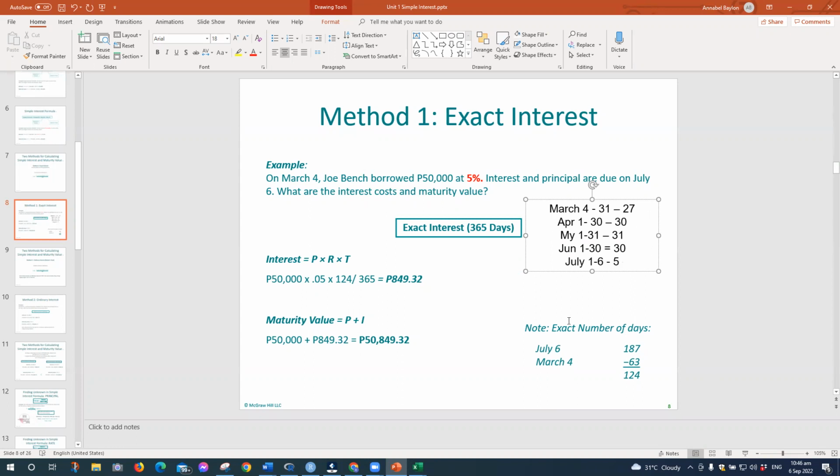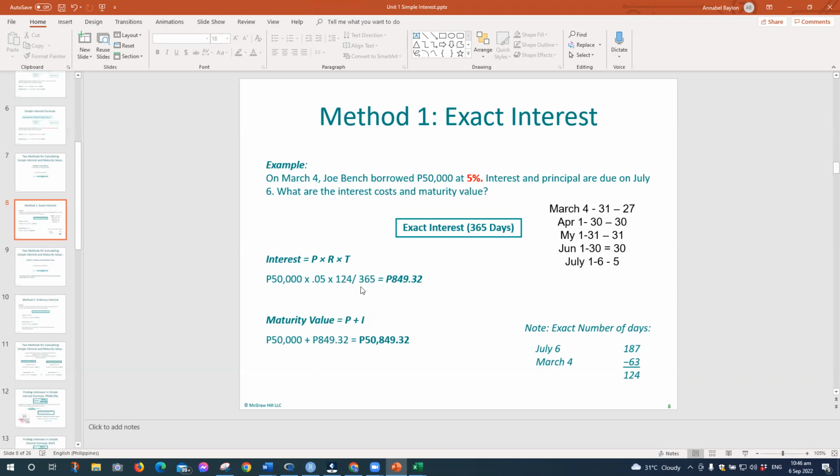Let's see if this is the correct computation. If we add this from March 4 to July 6, that's 27, 57, 88, 118, plus 5, so that's 123. Where's the mistake here? They tell us it's 124. So next meeting, we'll continue with this. It's already time, but the answer is 124 days, and try to figure out what's wrong here. Where did we go wrong?